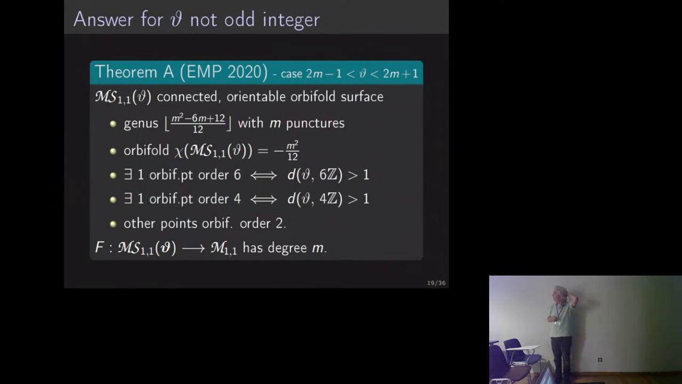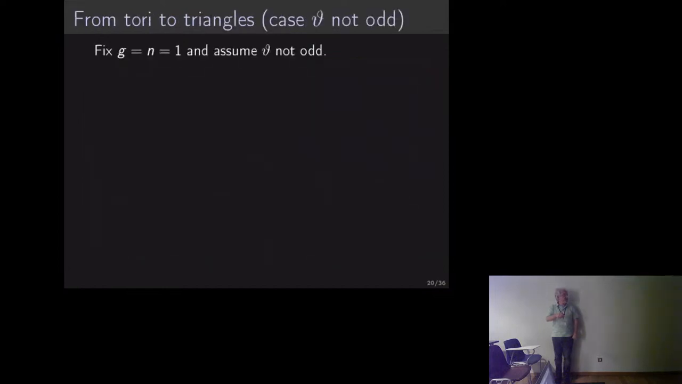Sorry, just to make sure I understand. So the n punctures, is that the number of orbifold points? No, the number of cusps. So those are cusps, and so it's a non-compact surface. Yeah. Topologically, it is a surface of this genus with n points removed. And then orbifold points, yeah. Okay. So orbifold points, they are all of order 2, except sometimes there might be one of order 6, sometimes there might be one of order 4, sometimes there can be both or none. Okay. So we will see it now.